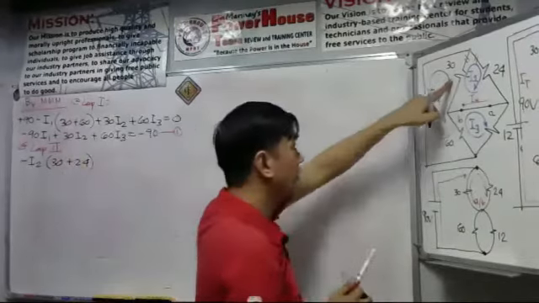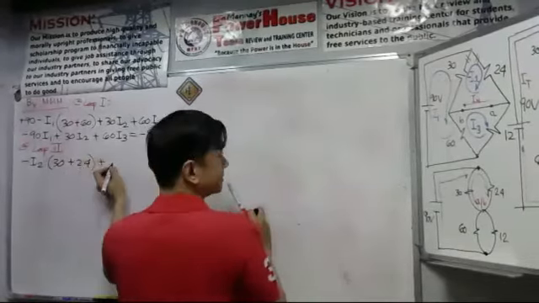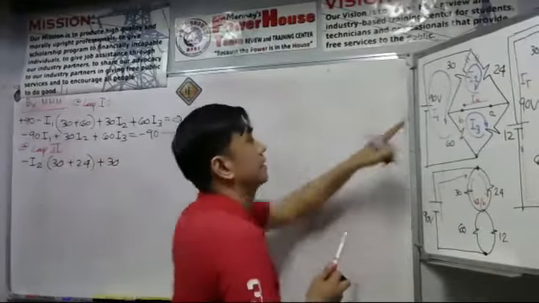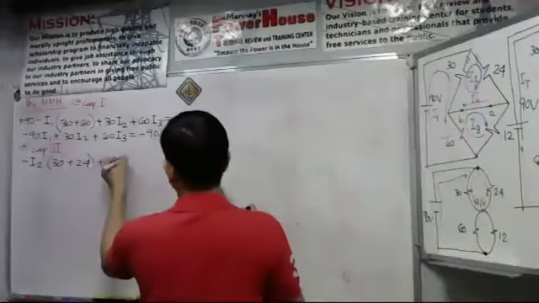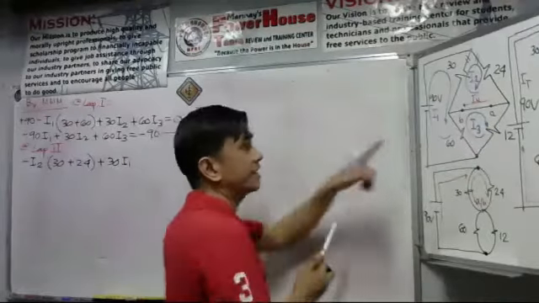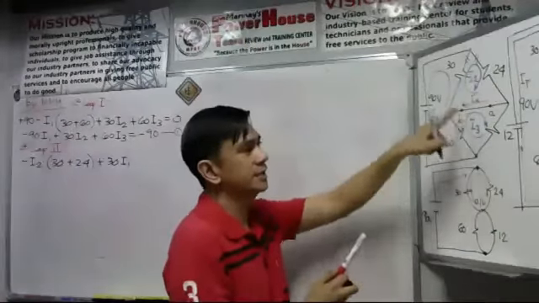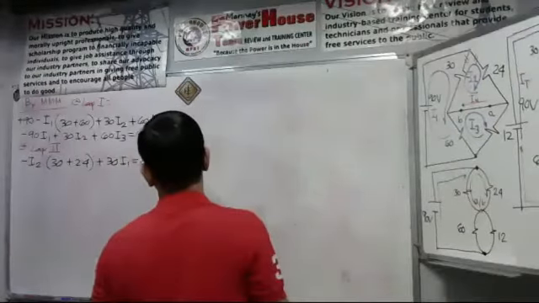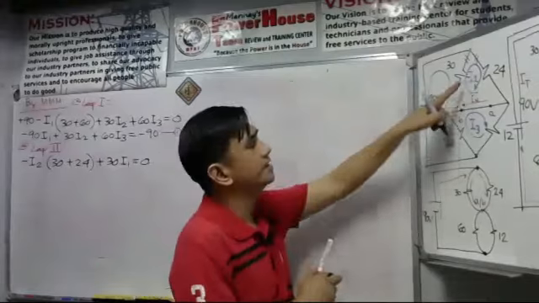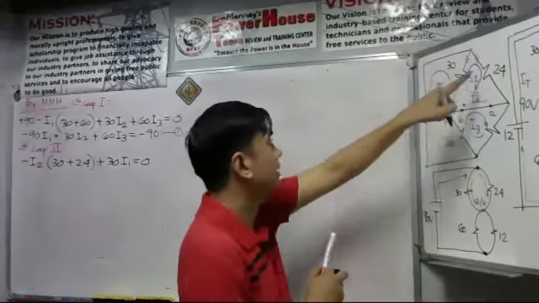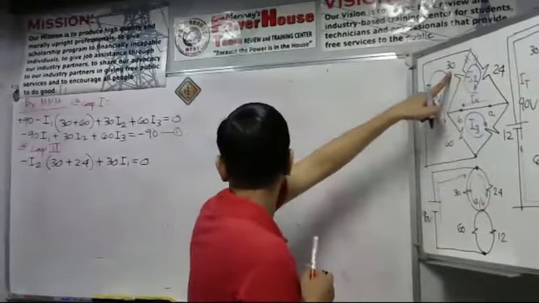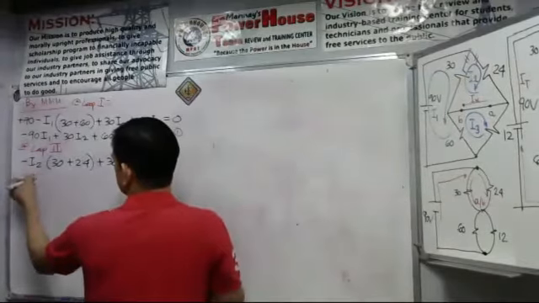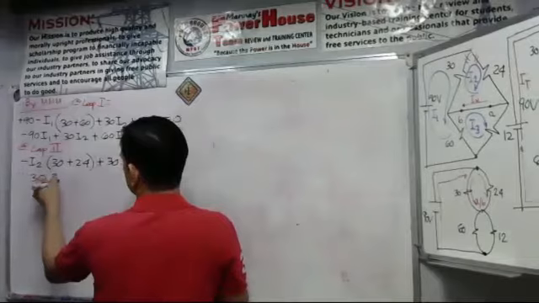And then the 30 ohm is a common resistor, so automatically you have to add plus 30 times I sub 1. There is no resistance here for I3, no resistance, so that is equal to 0. Again, negative I sub 2 multiplied by 30 plus 24 plus 30 I sub 1.